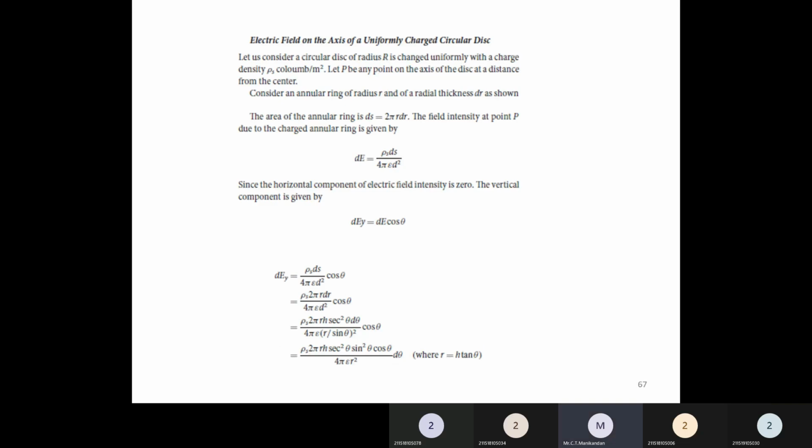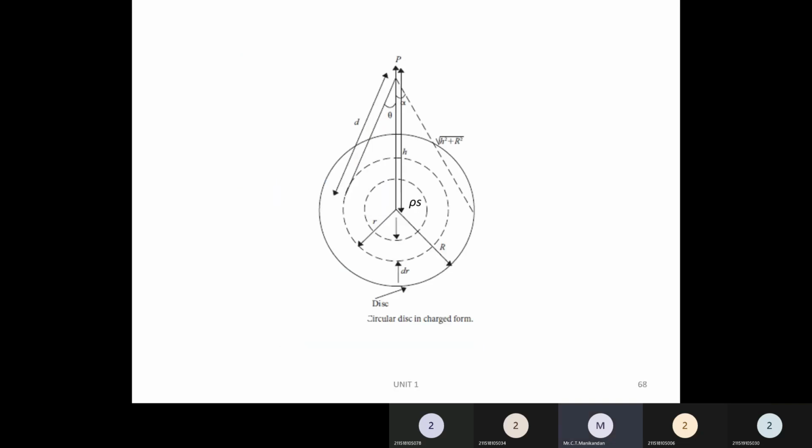So the next one is about the circular disk. Assume the CD is full of charges. So at the given point, what will be the electric field because of the charges present in the disk? I am pointing to one specific point. So at that point, what is the value of electric field? That we can determine.